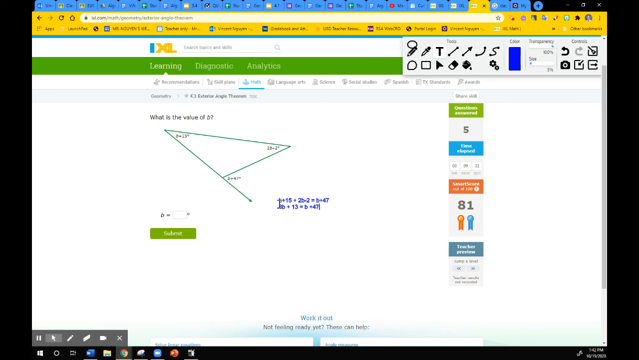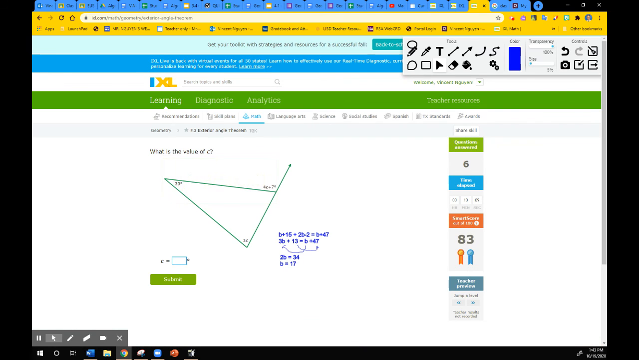Okay, we can't do anything with it yet. Now subtract the b from here, and subtract the 13 from here. So we're going to end up with 2b, because 3b minus b is 2b, equal 47 minus 13. Well, 7 minus 3 is 4, 4 minus 1 is 3, so 34. And then divided by 2, well, that equals 17. So my b value is 17. Ta-da! Okay, brilliant. One more problem and we'll call it a day.